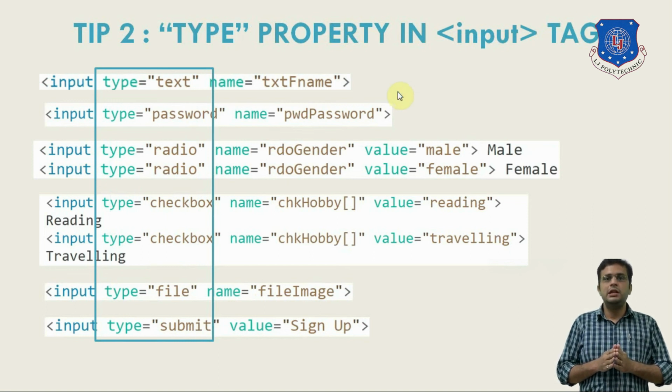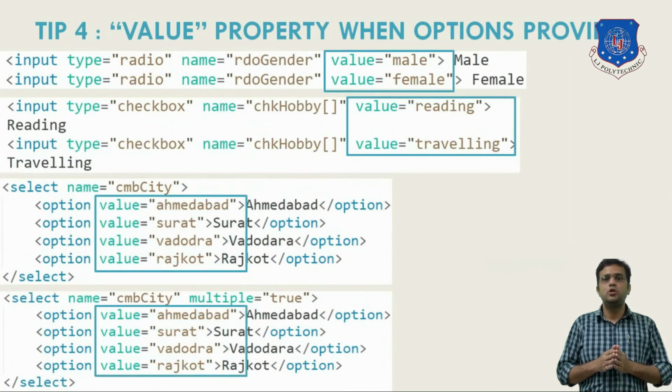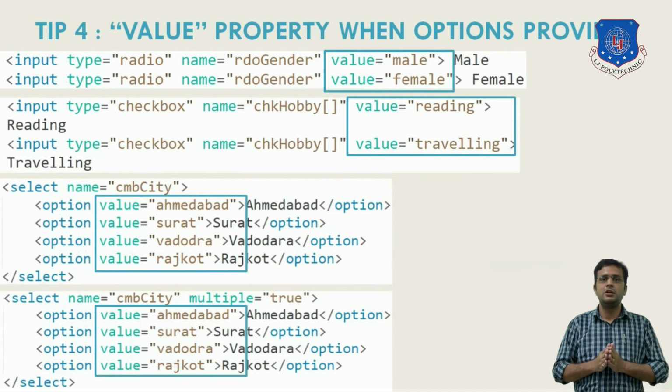Third tip is, name property must be used in all form elements, as I said earlier, because it identifies each form element uniquely. And the last tip is, whenever you are creating a form element to provide options to user, you have to set value property. Examples are radio button, checkbox, drop down box and list box. In all these form elements, you have to set the value property without forgetting. So this is all about form elements.